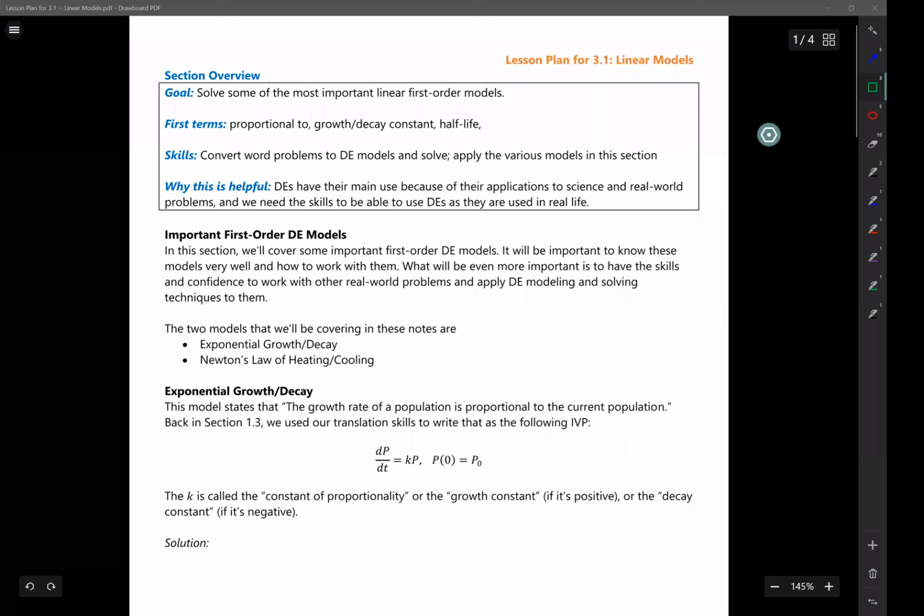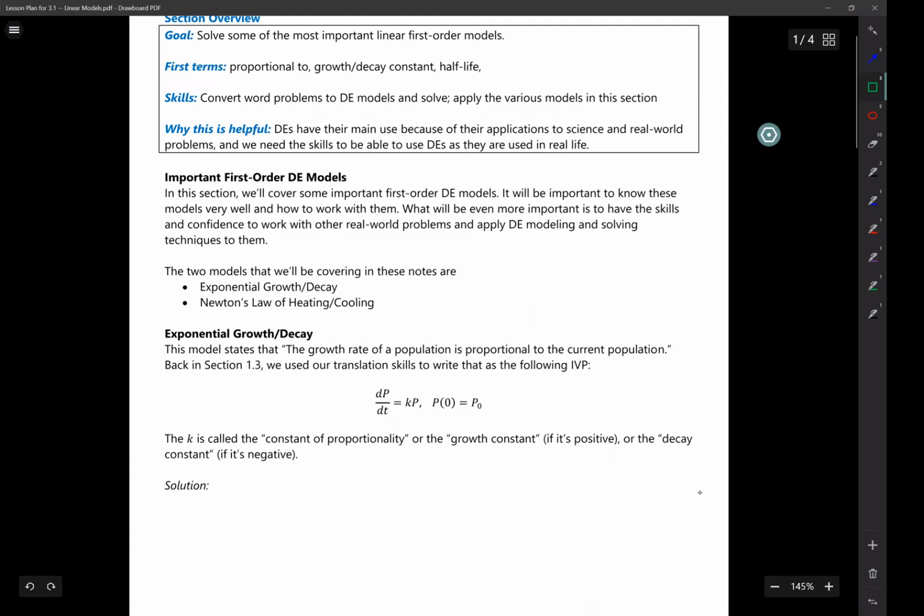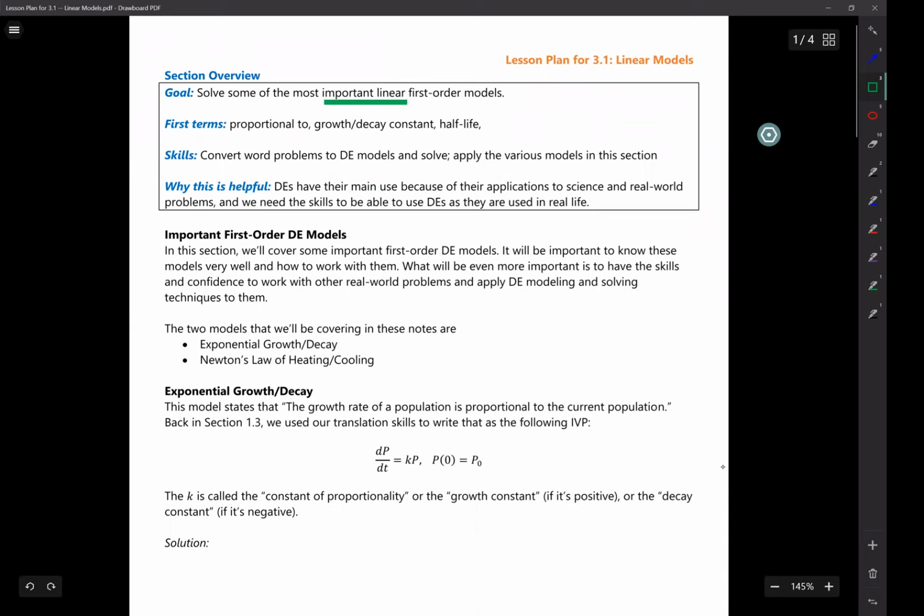I'll jump right into it. And we're doing linear models. There's a few that we're going to cover in depth here. And we'll go from there. So let's talk about what we're going to do here. Our goal is to solve some of these most important first order linear models.